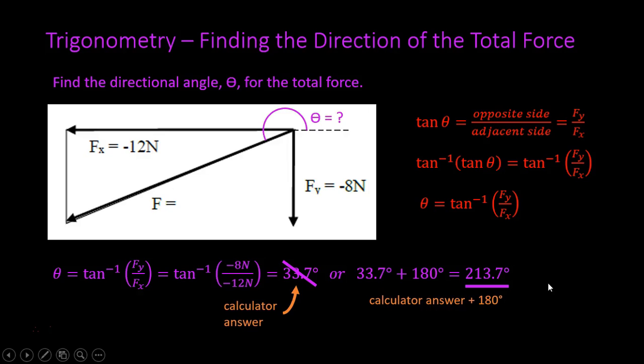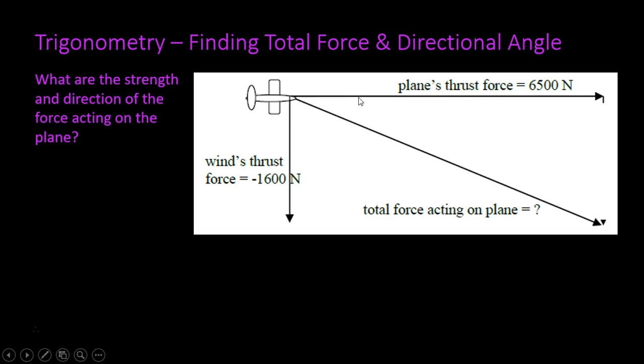Let's take a look at one more problem. Here we have a plane and its engines are exerting a thrust force of 6,500 newtons to the right on the x-axis, or we would call this to the east. The wind is exerting a force down on the y-axis, with a force of 1,600 newtons. We would call this south when we're talking about a plane. And the question's asking, what is the strength and direction of the total force acting on the plane?